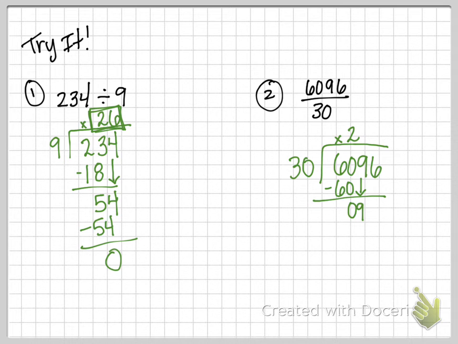After I bring down, can 30 go into 9? No, so what do I need to put up in my quotient, Liam? A 0. 30 can't go into 9. I subtracted, I brought down. And then I divided. Well, it can't go in, so I have to put a 0 up here saying 30 does not go into 9. Just like we would do with anything else. If it went in, if it was a bigger number, we'd put that number up in the quotient. Well, that's our next step.